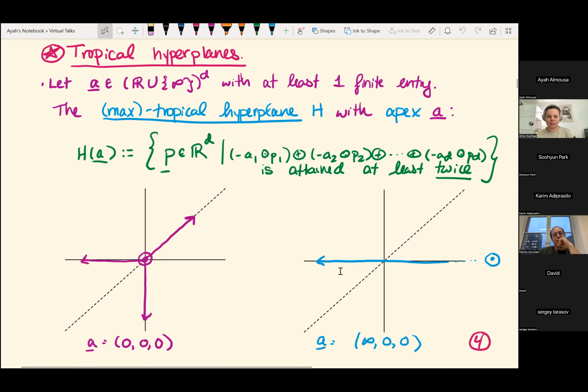One thing that's a little different from what some of you may have seen before is that I'm going to allow coordinates of my apex to be at infinity. What do I mean by this? Here I took this in the x direction towards infinity, so you can imagine that the apex is way out here somewhere, but the max is still going to be achieved twice. Sorry, maybe I should have said that this was negative infinity, and I should have drawn it going the other way.